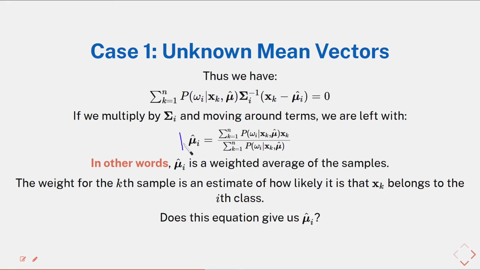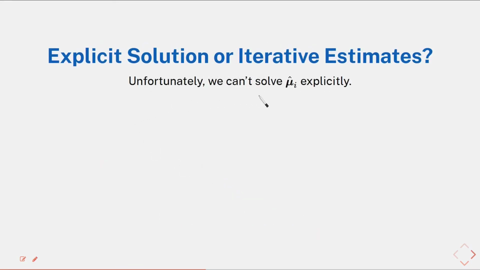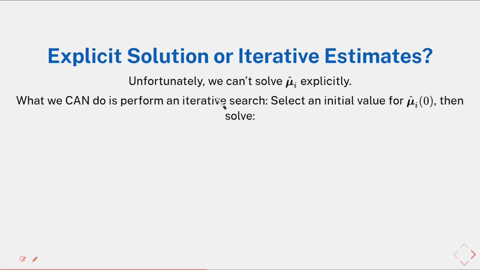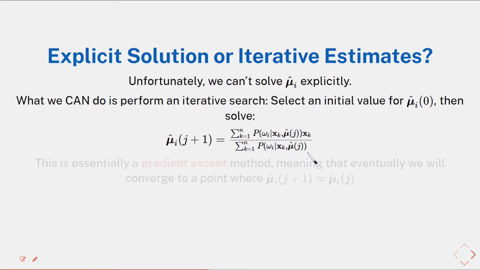Does this give us our mean? Unfortunately, you can't solve for this explicitly if you just have a set of samples with no classes. So what you can do is perform an iterative search. You select an initial value for mu, an initial guess, and then you update by using the previous estimate for mu, estimating the density, and that gives you an estimate of the new weighted average of all the samples in that class. I'll show you an example of this in a second.